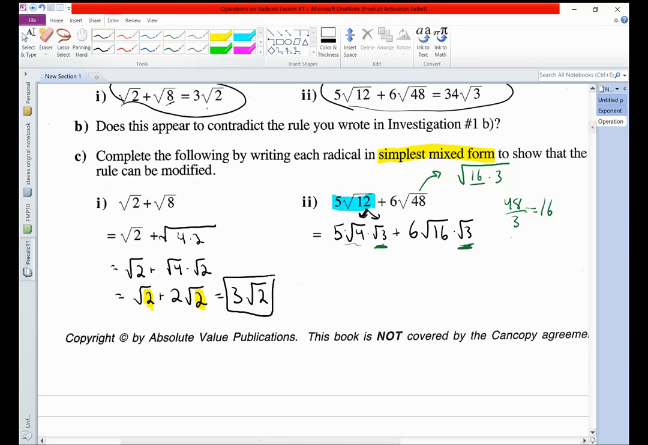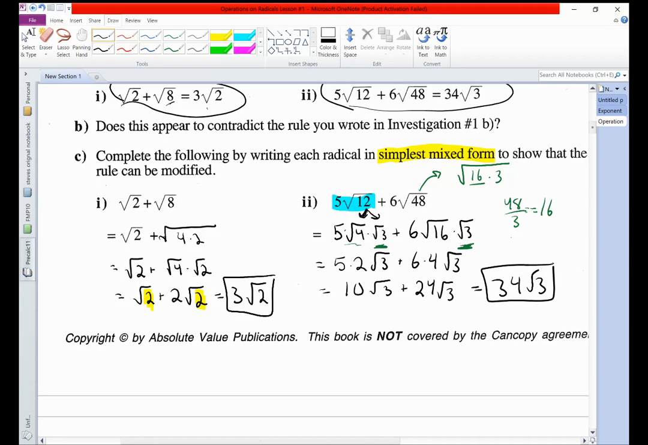So now I can go one step further and say square root of 4 is 2, and the square root of 16 is 4. 5 times 2 is 10. 6 times 4 is 24. If I have 10 root 3's and 24 root 3's and I add them together, I have 34 root 3's.